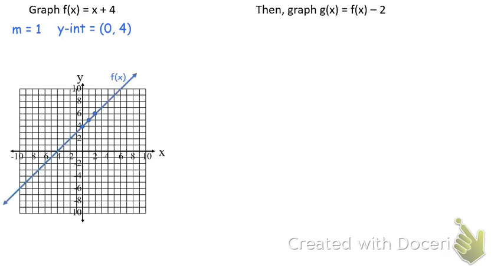There's f of x. Now for g of x equals f of x minus 2, what's the transformation? Here, we're translated down 2 units. We're taking the outputs and subtracting 2. So we can take all of the points on that line and just move them down 2 units. Now I don't have to do all of them, I just got to do enough to be able to see it. So let's start with the y-intercept.